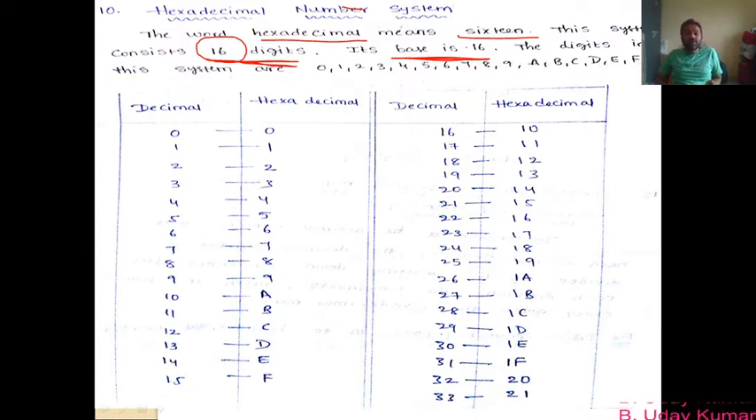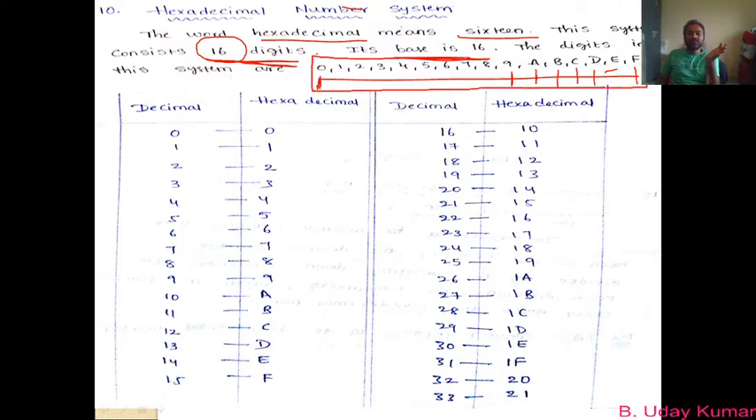Its base is 16, and the 16 basic digits that this hexadecimal number system consists of are from 0 to F. It starts from 0, and you keep on counting 0 1 2 3 4 5 6 7 8 9. Up to 9 you are familiar, right? After 9, in the decimal number system we used to get 10, but instead of 10, this hexadecimal number system will have A. After A it will have B, then C, D, E and F, and after F it stops. So these are the basic symbols that the hexadecimal number system consists of.